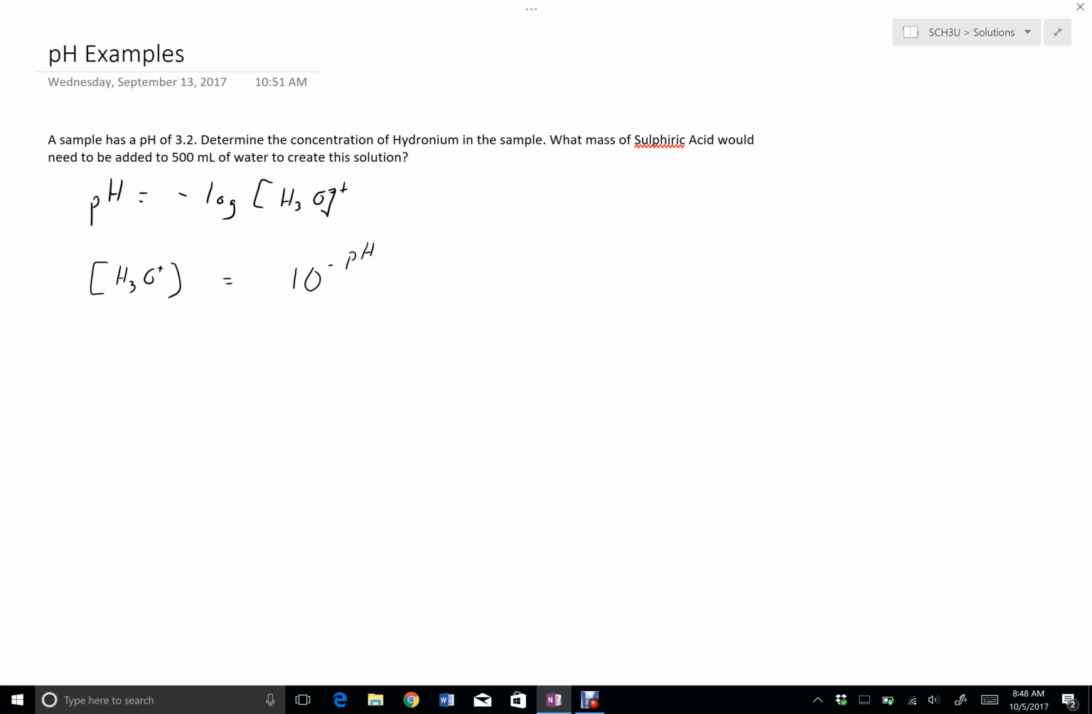A sample has a pH of 3.2. Determine the concentration of hydronium in the sample. What mass of sulfuric acid would be needed to be added to 500 milliliters of water to create this solution? So first of all, we are given the pH here, so we're going to use the secondary formula and recognize that the concentration of hydronium is equal to 10 to the negative 3.2.